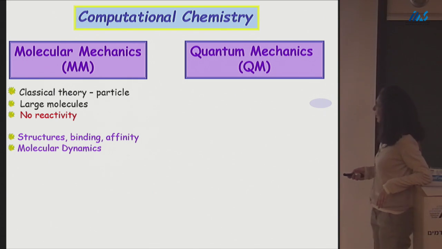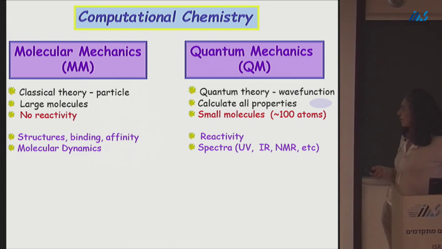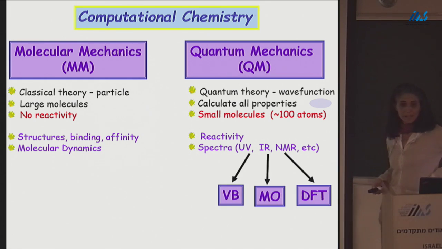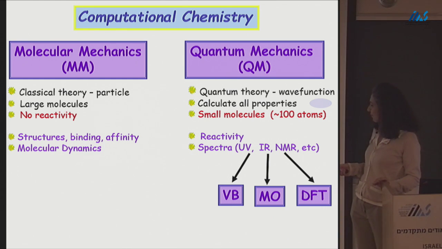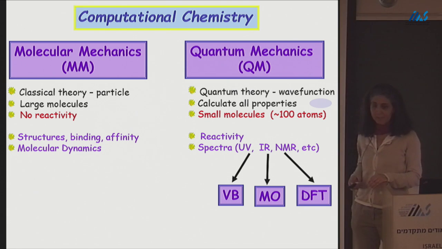On the other hand, there is quantum mechanics, which uses quantum theory. Here we consider not only the atoms, but we really go into the details. We calculate the electrons, the wave functions, the orbitals, where the electrons are. Using that theory, we can calculate many properties. However, because it's such a detailed method, we can calculate only relatively small molecules. The advantage is that we can calculate reactivity and various spectra. Quantum mechanics is divided into various methods: valence bond, molecular orbital, and density functional.